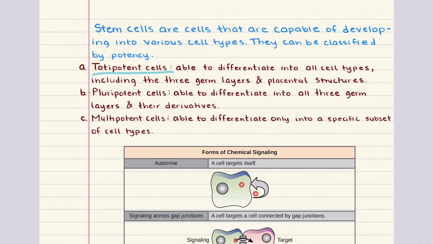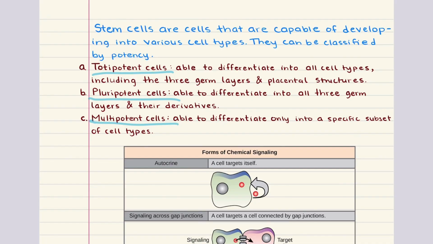Next are pluripotent cells. These still can form any cell from the ectoderm, mesoderm, or endoderm, but they can't make placental tissue. Finally, we have multipotent cells. These are the most restricted. They can only become a specific subset of cell types, usually within the same germ layer.